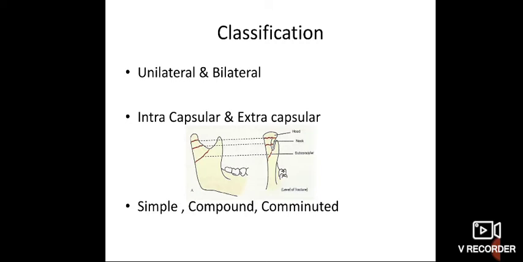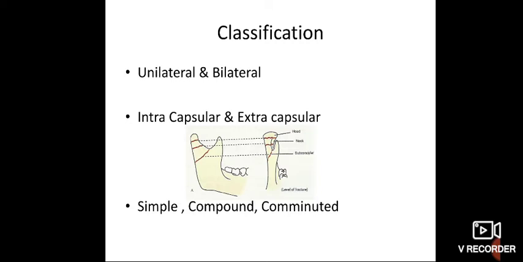How they have classified these injuries: the simple classification is one, unilateral or bilateral; two, intracapsular or extracapsular. The TMJ capsule is going to cover the head of the condyle. So whatever head fractures will come as intracapsular, neck and the subcondylar fractures will come as extracapsular.